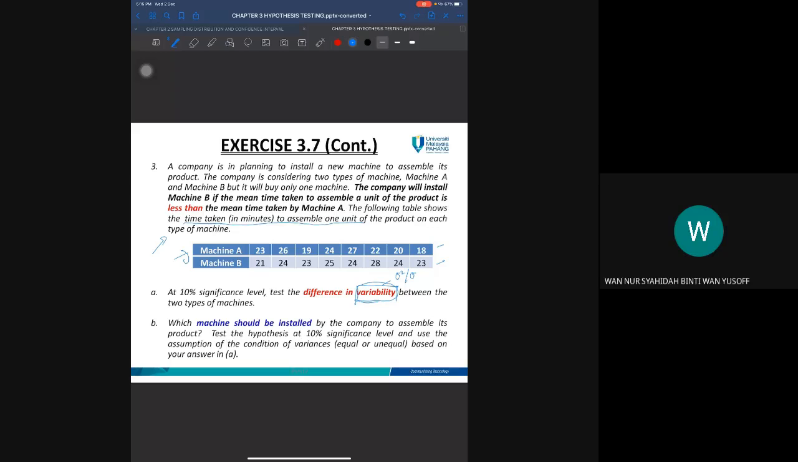Yes, madam. Okay, and then difference in variability between the two types of machines. So you have sigma A square not equal to sigma B square, or you can write it as a standard deviation, also accepted. Okay, so H0 or H1?